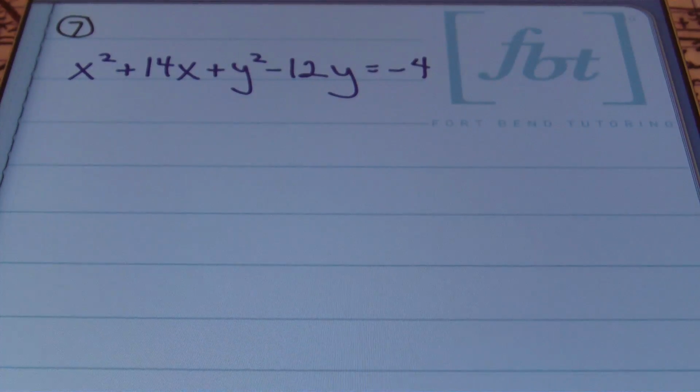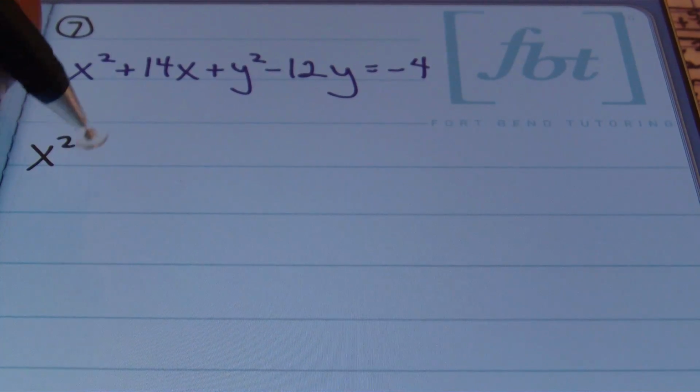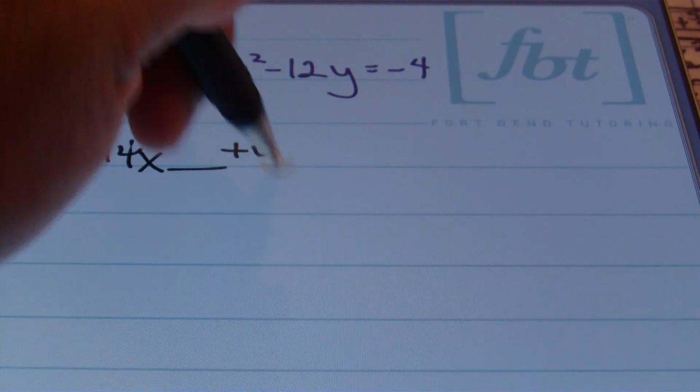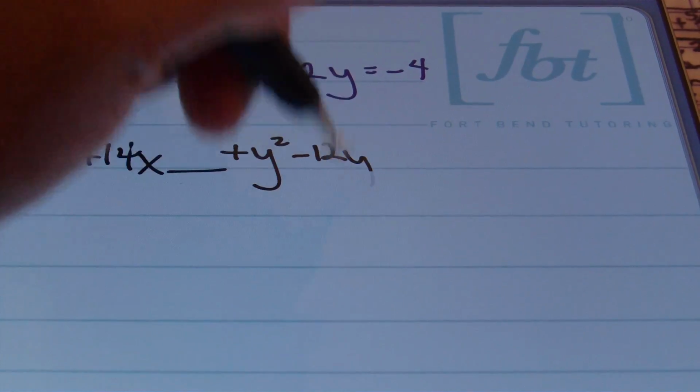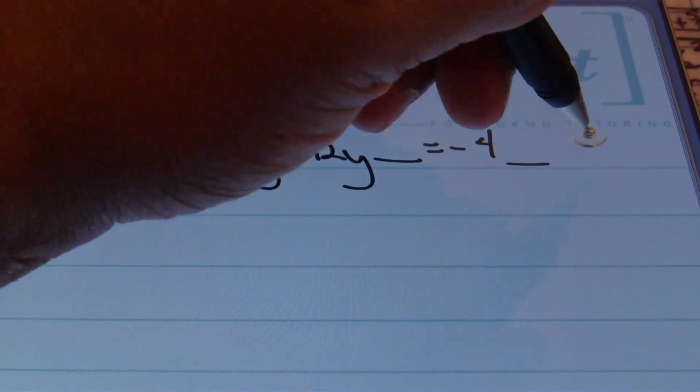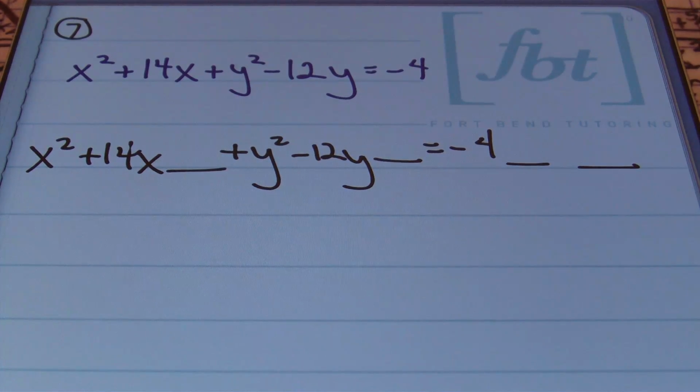So in doing that, we'll go ahead and put our blanks in the equation. Let's just put the blanks in the equation. You know I like doing that. So I have x squared plus 14x blank plus y squared minus 12y blank equals -4 blank blank.